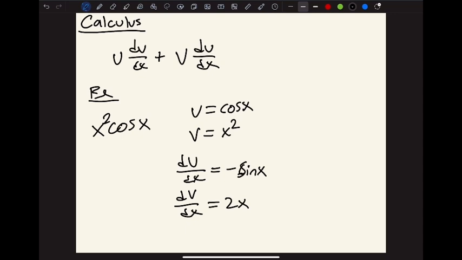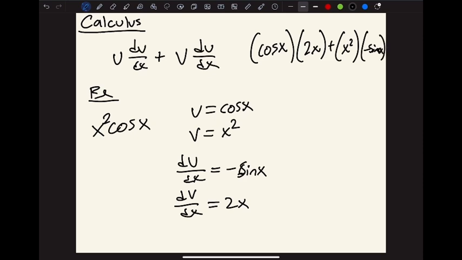And now we plug this into the equation above. We're going to get cosine x times 2x plus x squared times negative sine x. Now if we simplify this, we get 2x cos x minus x squared sine x. And that is our final answer.